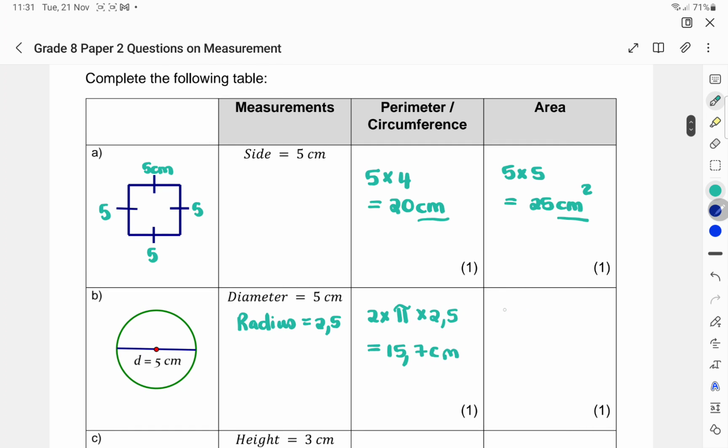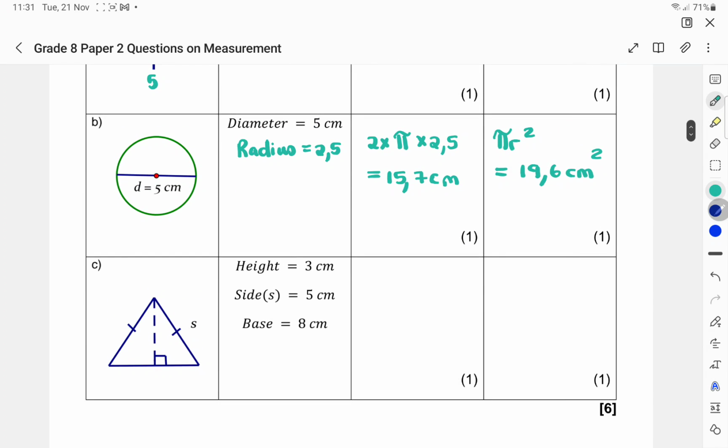And then the area is pi times the radius squared, which gives you 19,6 centimeters squared.